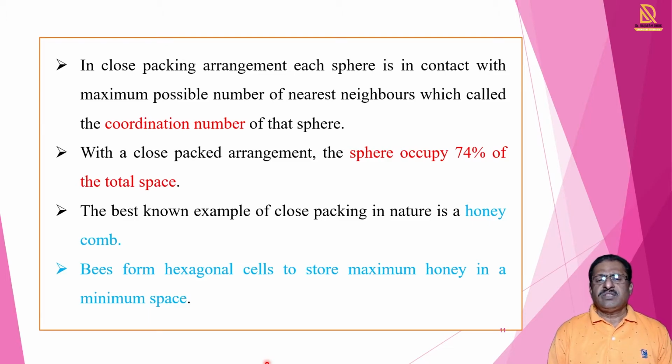The best known example of this type of close packing in nature is the honeycomb. In the honeycomb, bees form hexagonal cells to store maximum honey in a minimum space. So the honeycomb is one example in nature, where bees prepare such hexagonal structures and store maximum honey in that shape.